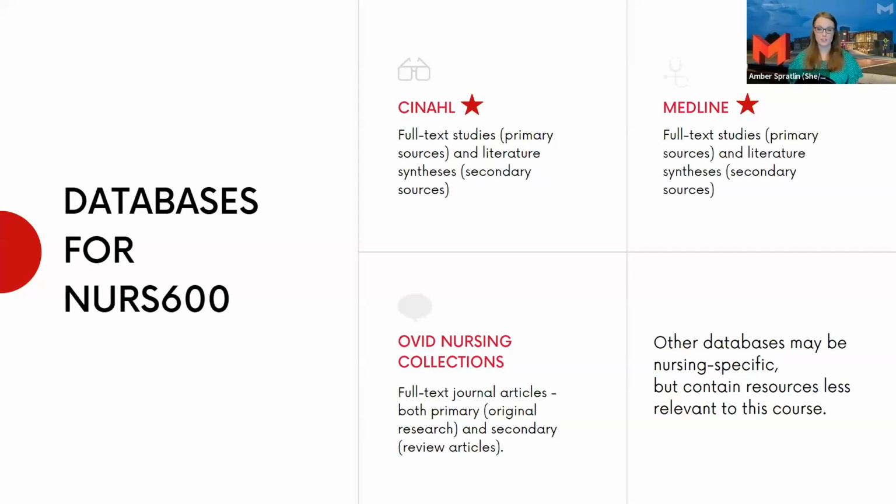CINAHL, we have CINAHL Ultimate here. Medline, which is the full text powerhouse behind PubMed on the open web, and Ovid Nursing Collections. These are three really strong full text academic databases for nursing. We do have lots of other health professions and nursing databases, but a lot of them don't contain academic literature. They're more point of care tools, textbook tools, those kinds of things. But let me show you how to find all of the nursing databases so that you can find these.